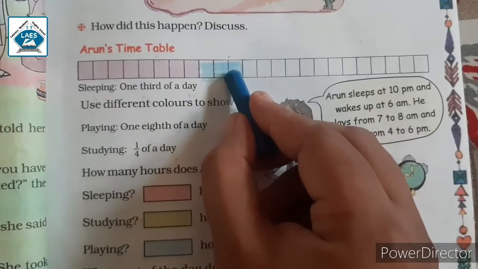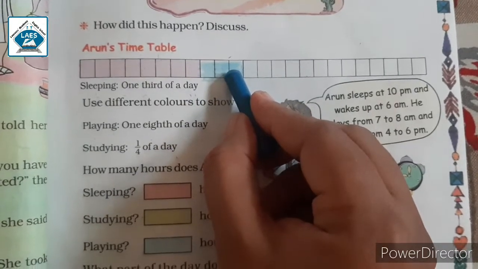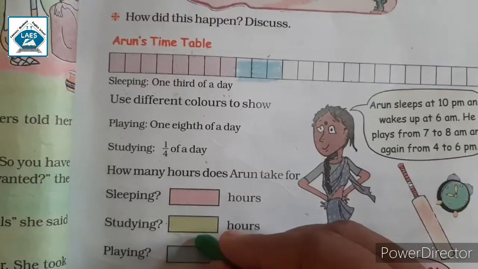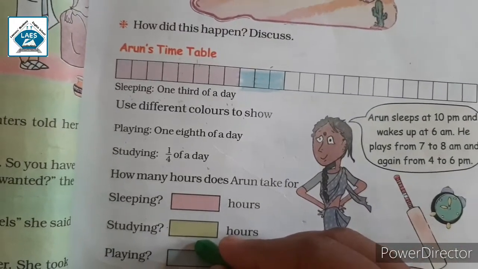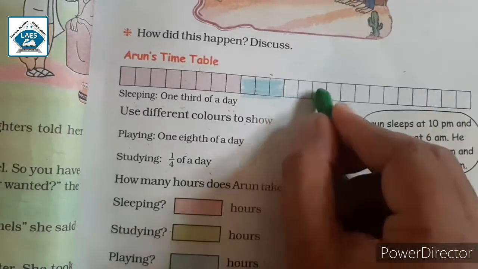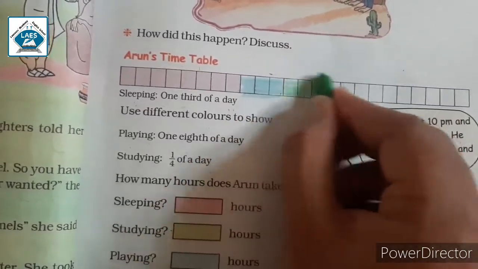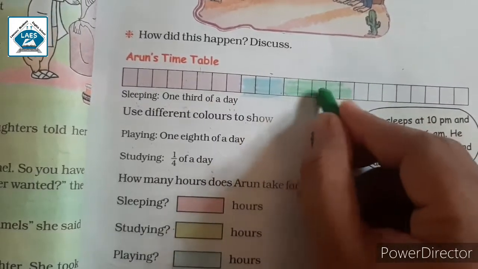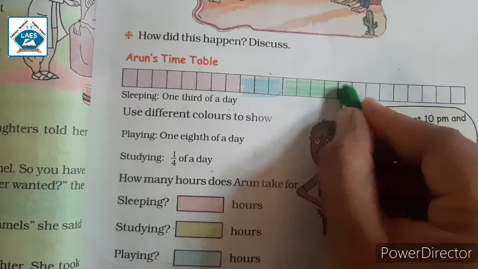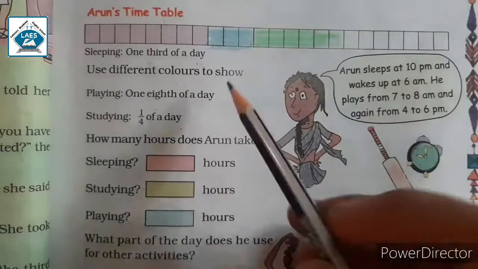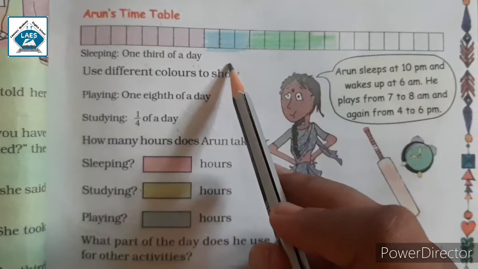Color the 3 boxes. And studying green color, 6 hours. 1, 2, 3, 4, 5, 6. So color the 6 boxes. 1, 2, 3, 4, 5 and 6. 6 boxes. In this way you can color.